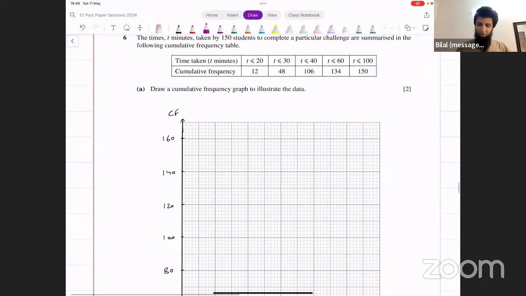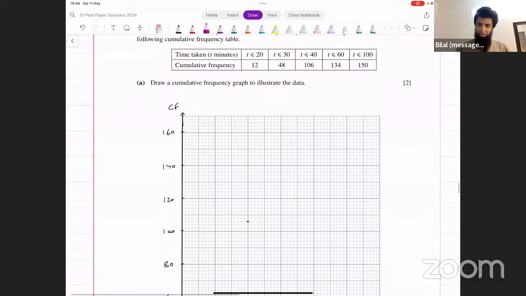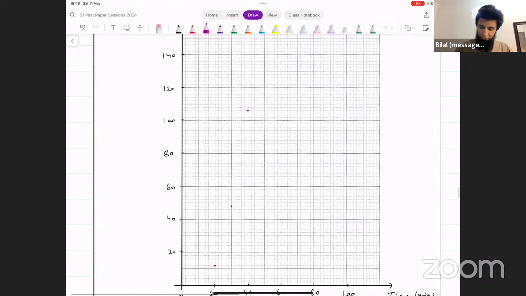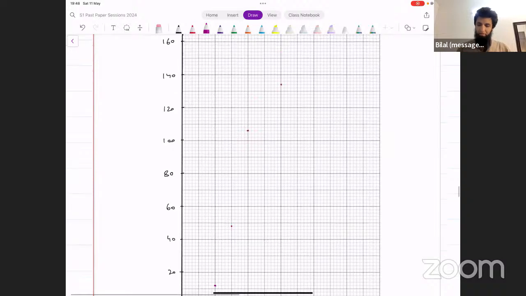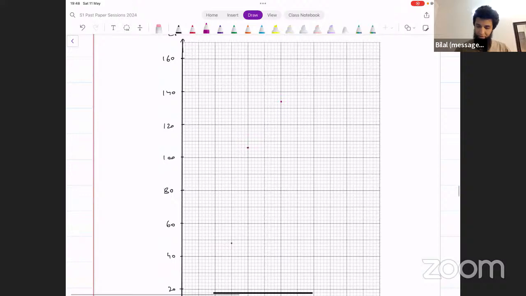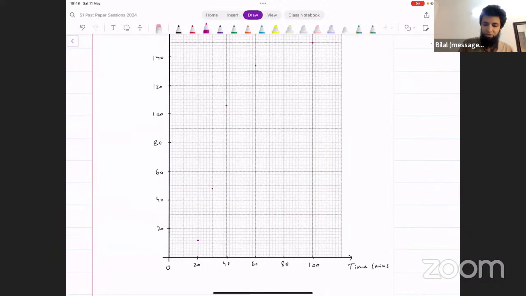At 40, we've got 106. That will be here. And then at 60, we have 134. 60, 134. And that will be this point here. And then finally, at 100, we have 150. 100 and 150, this is the last point that we've got. You can draw a cumulative frequency curve through these points now.